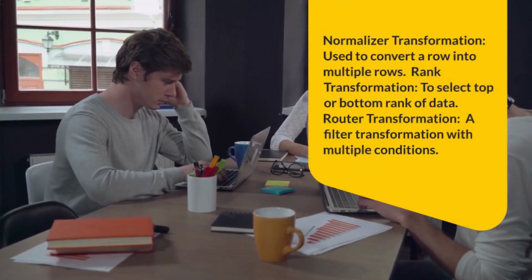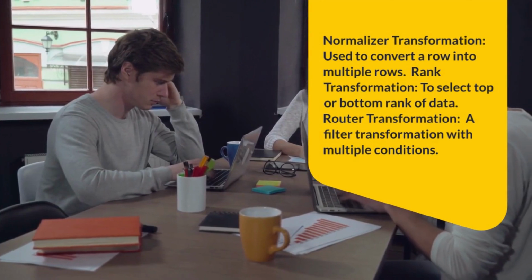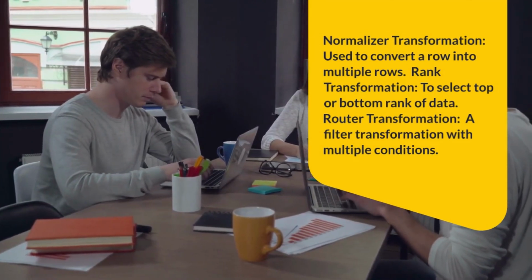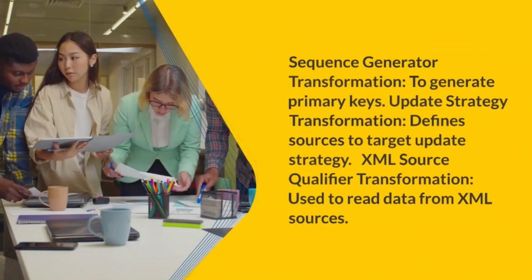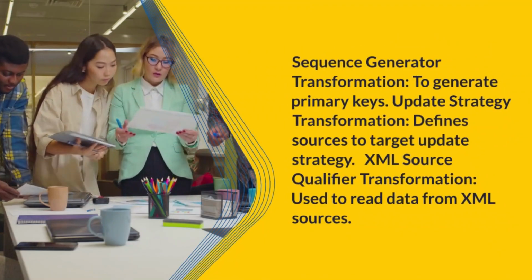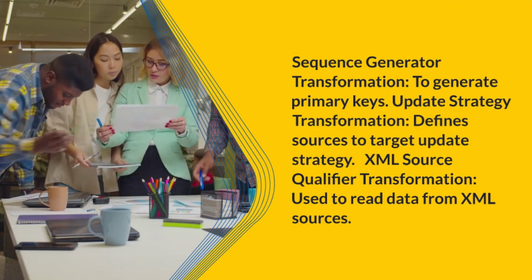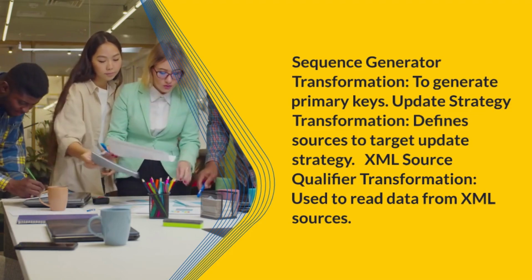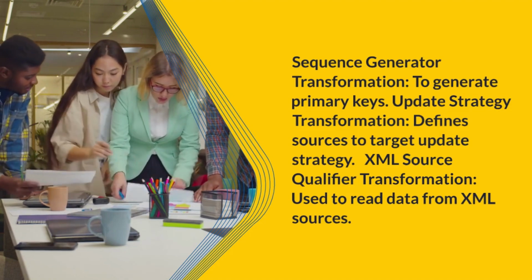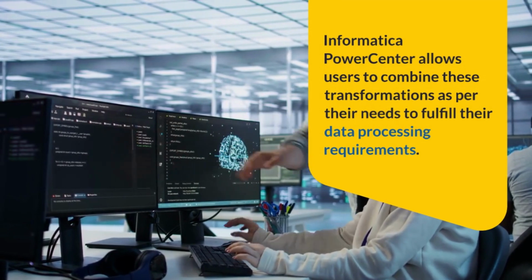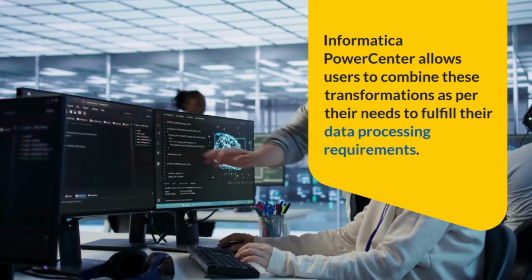Normalizer transformation, used to convert a row into multiple rows. Rank transformation, to select top or bottom rank of data. Router transformation, a filter transformation with multiple conditions. Sequence generator transformation, to generate primary keys. Update strategy transformation, defines sources to target update strategy. XML source qualifier transformation, used to read data from XML sources. Informatica PowerCenter allows users to combine these transformations as per their needs to fulfill their data processing requirements.